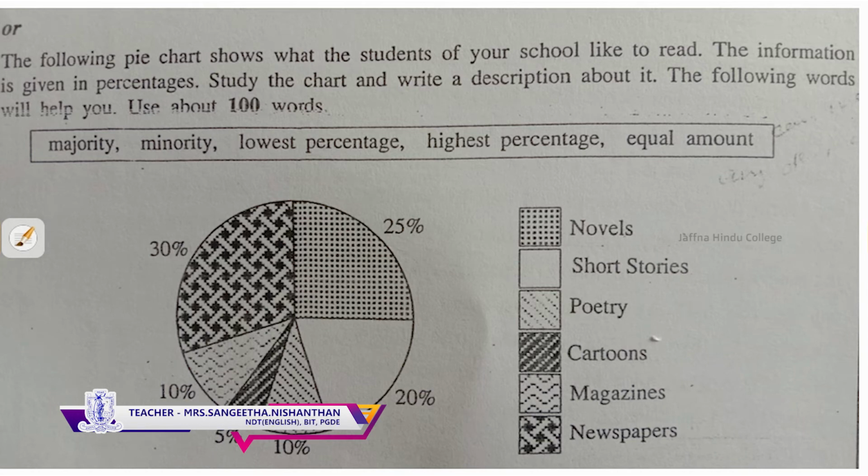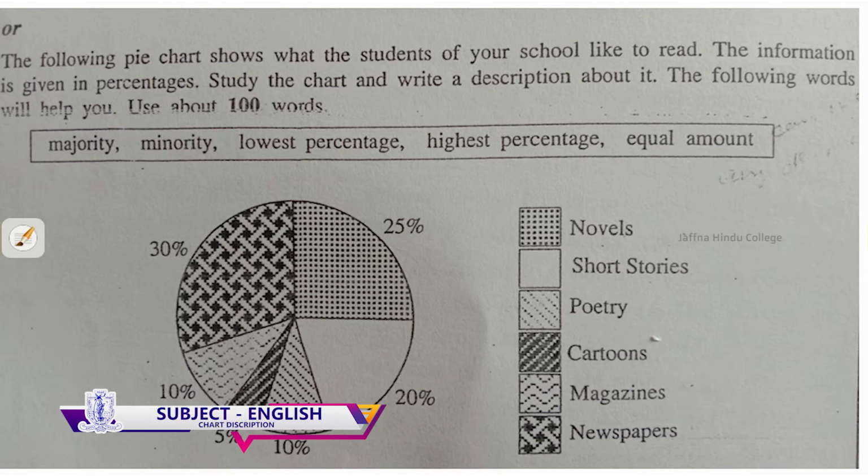That means this pie chart shows what the grade 11 students of our school like to read. And what are the categories mentioned? The categories mentioned here are novels, short stories, poetry, cartoons, magazines and newspapers. Here there is no x-axis or y-axis, no horizontal or vertical axis can be seen, so no need to write about them. Then go to the second paragraph with the key data.